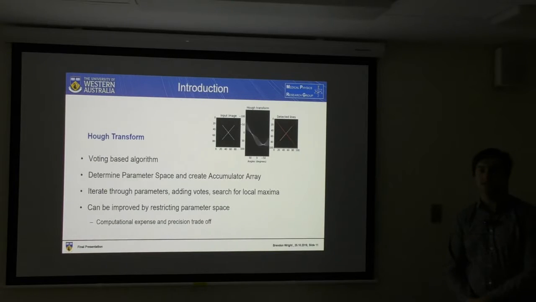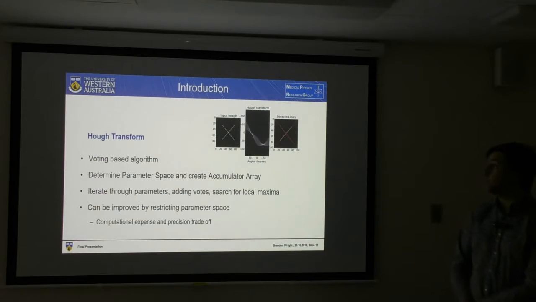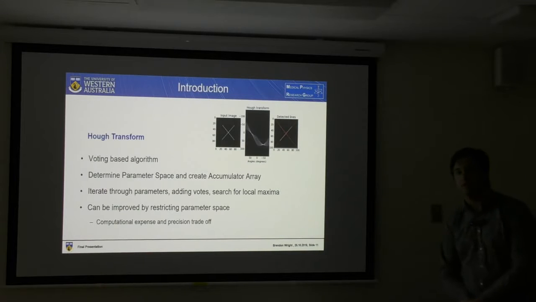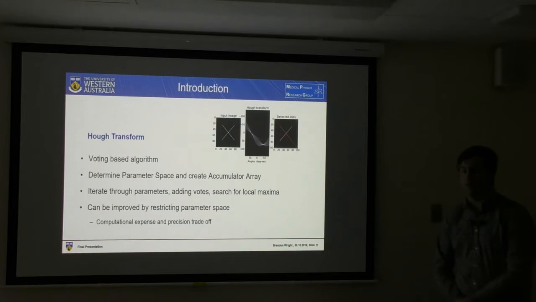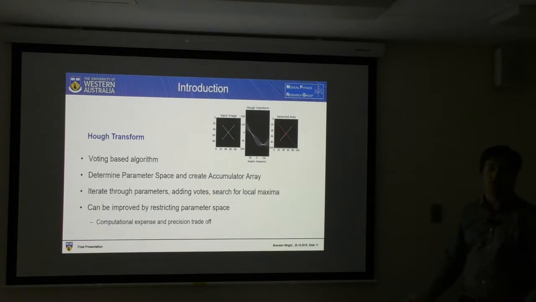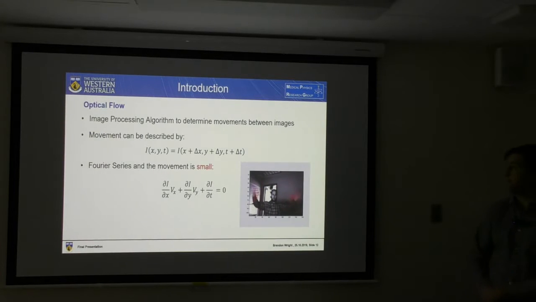This is the same process that is used for the determination of where circles are in an input image, but instead of using the equation of a line, the equation of a circle is used. This method can be improved by restricting the parameter space used, but there is a trade-off between the parameter space and the computational expense. If you have a larger parameter space, or smaller jumps in your accumulator array rather, you have a more computationally expensive program.